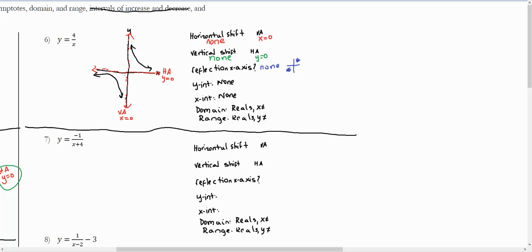And for your domain, what's the one value that x can be? 0. What's the one value that y can be? 0. There you go. Some of you are wondering, what does this 4 do? Well, the 4 just makes it rise faster, right? So instead of being here, it'll be here. See? And it's kind of like the parabolas, how they open or close. That's all the 4 is doing right there.